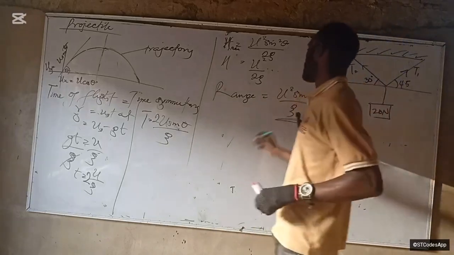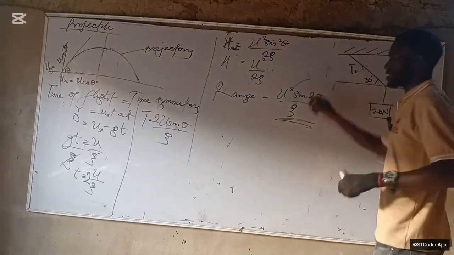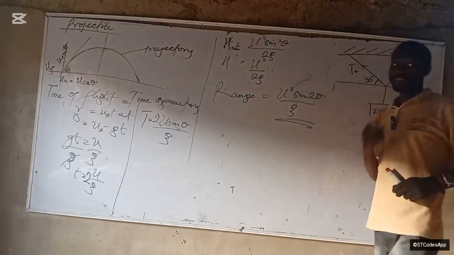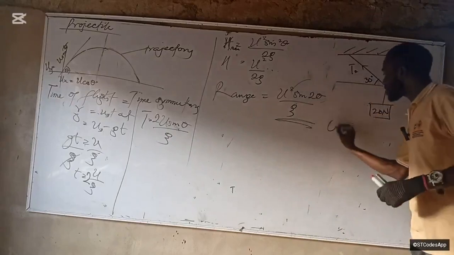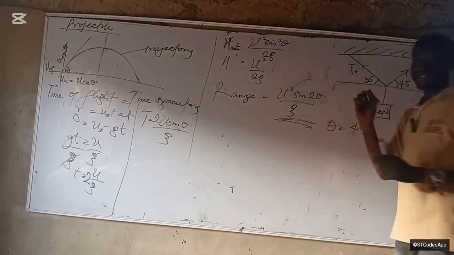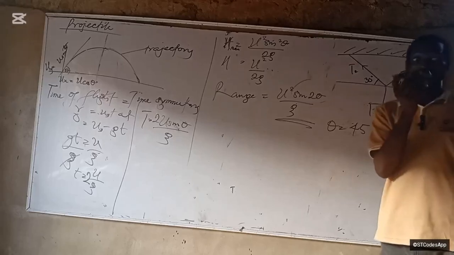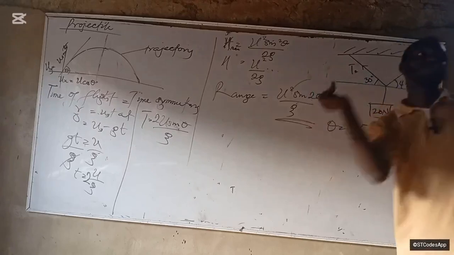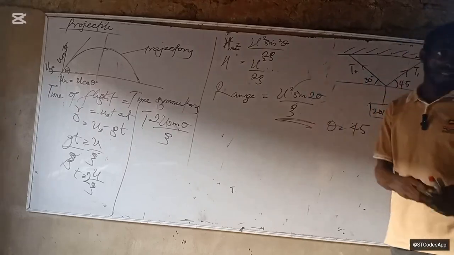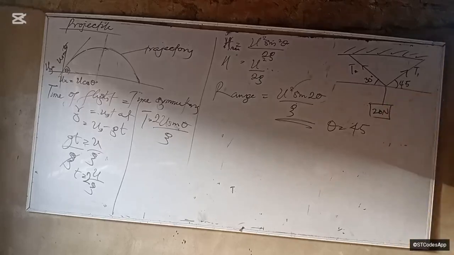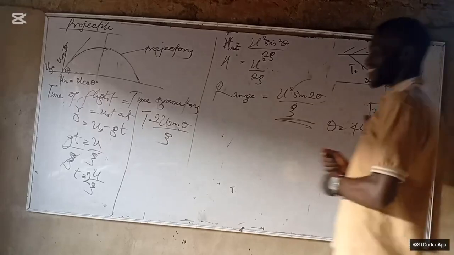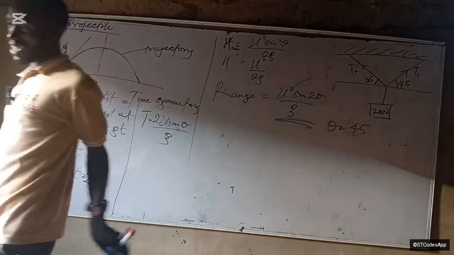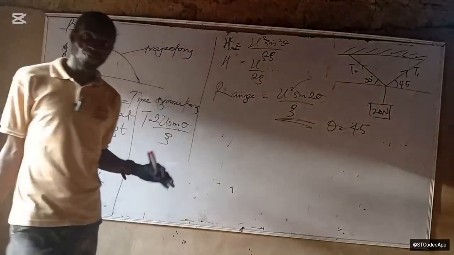So this is the formula, right? The maximum range will be reached when theta is what? 45 degrees. Is that okay? So if I want this thing to go the farthest distance, I have to position my hand at an angle of 45 degrees. So are we good with projectiles now? I'm done with projectiles.